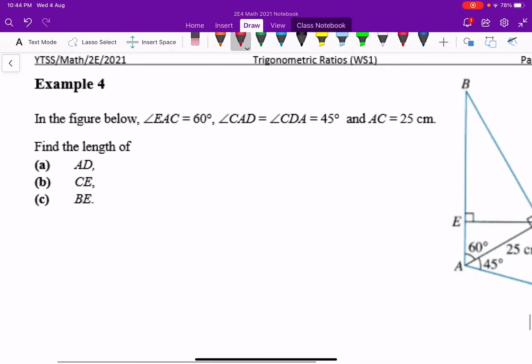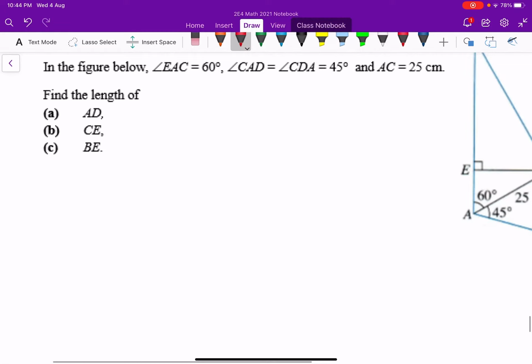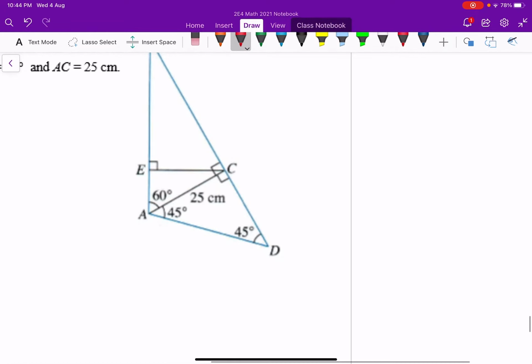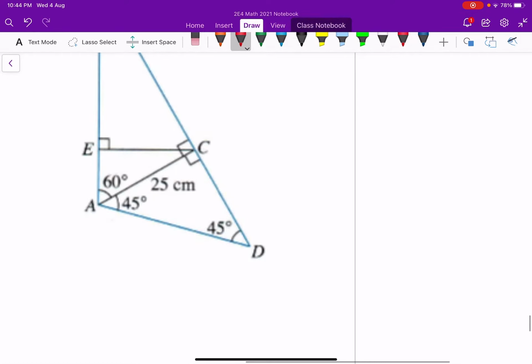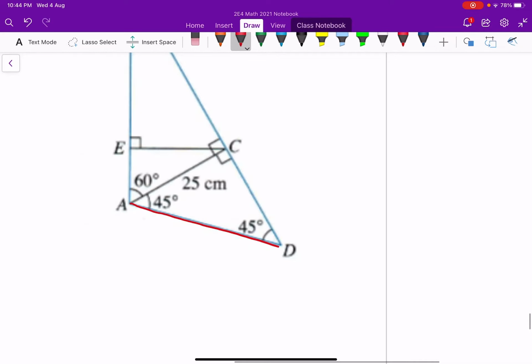Okay, so find the length of AD, CE, and BE. So these are the three lengths they want to find. So let's start with the first one, AD. Okay, so let's see here. I'm gonna draw it in red so you can see better. This is my line AD that I want to find.